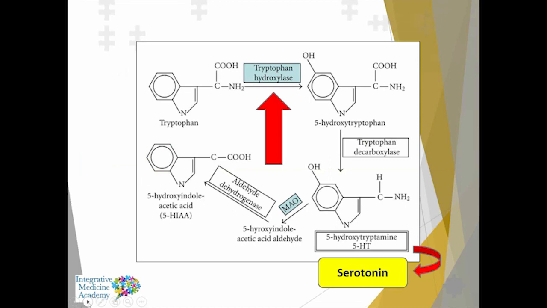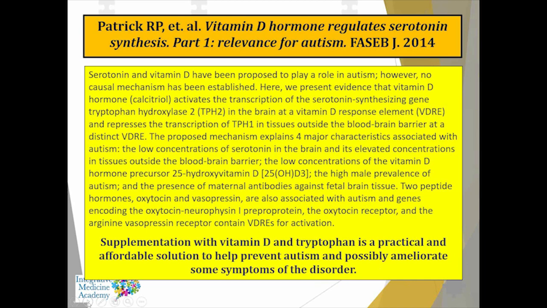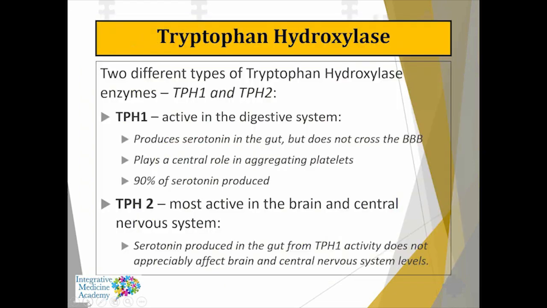Okay, because it turns out that tryptophan hydroxylase is a vitamin D dependent enzyme. There's actually a receptor element, or what's called a response element, linked to the function of that enzyme that is linked to the status of vitamin D. And there are two different types of tryptophan hydroxylase: tryptophan hydroxylase 1 and tryptophan hydroxylase 2. 1 is most active in the digestive system. 2 is most active in the brain and central nervous system.